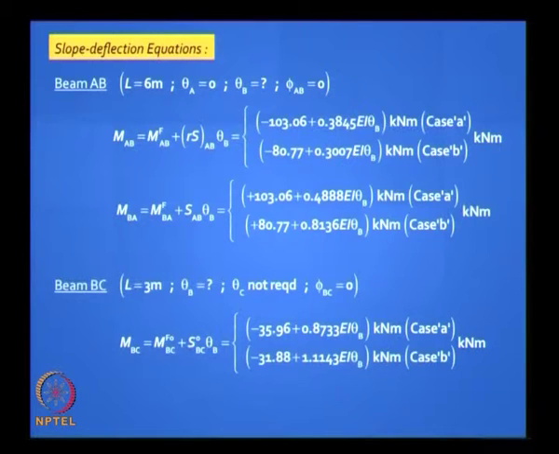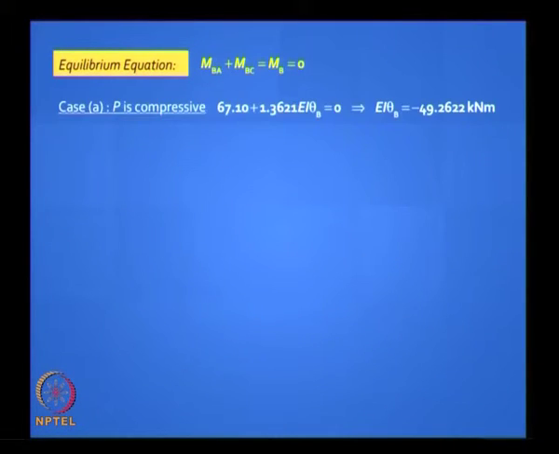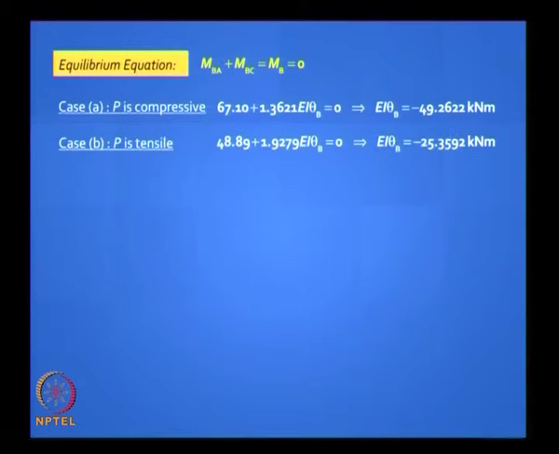Okay, you can do it in one go. Case A and case B we will handle together, because the equations do not change, it is only those values which change. Then write down the equilibrium equation, which is the same, and solve for the two cases, compressive and tensile. You see there is a big difference in the solution, theta B is almost half in one case.